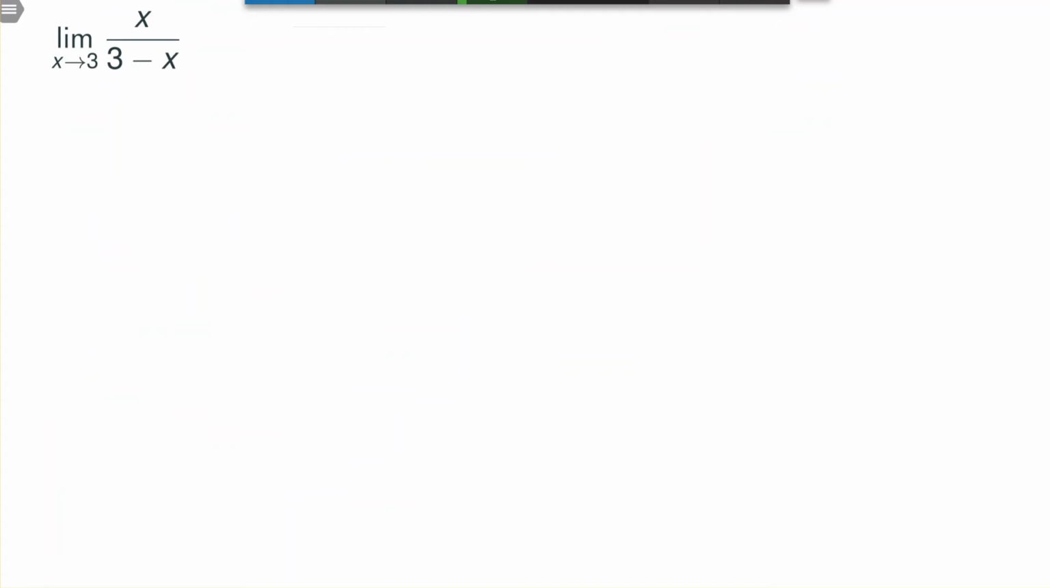Evaluate the limit as x approaches 3, x over 3 minus x. Here, if we directly plug 3 in, we get 3 over 0, which is undefined. We cannot have 0 in the denominator. But the numerator is not 0, so that means we have to do more analysis. But this one is approaching 3, which means approach from the left side and the right side. So here we have to actually divide in two cases, where x approaches 3 from the left side and where it approaches from the right side.